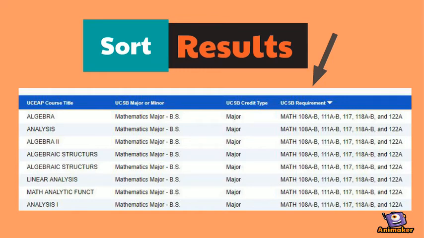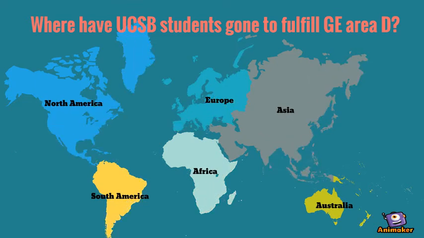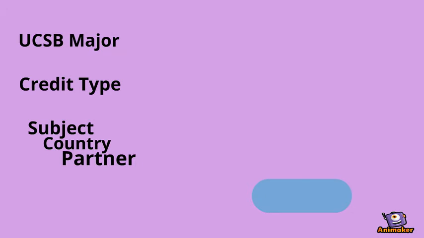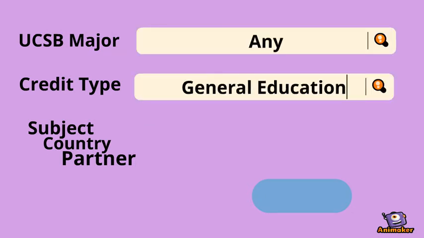Want to know where students have gone to fulfill a certain GE requirement, such as Area D? To see specific courses that counted towards GEs, select any for Major and General Education under Credit Type.